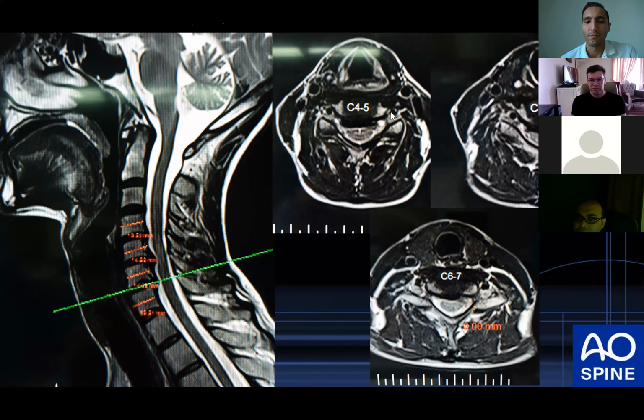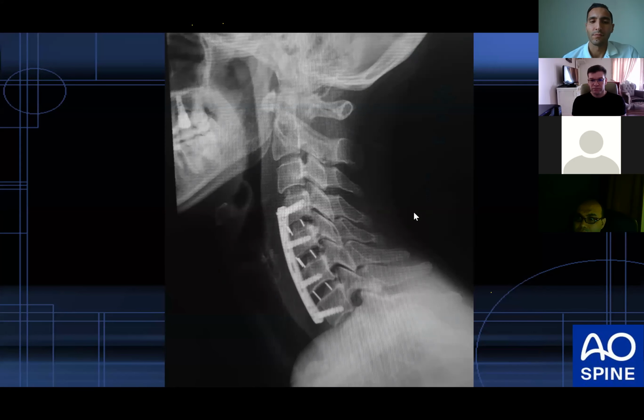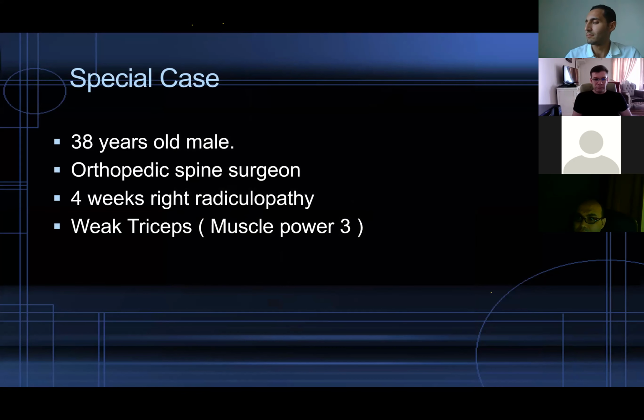No, I agree with you. It's questionable in this case if you have to do the 3-level surgery. I would probably do just 1 level, the most symptomatic, and do a TDR.